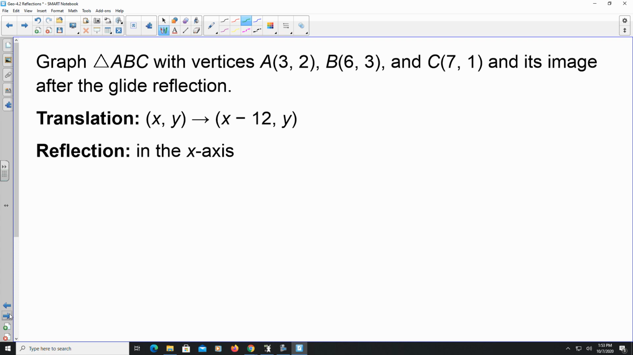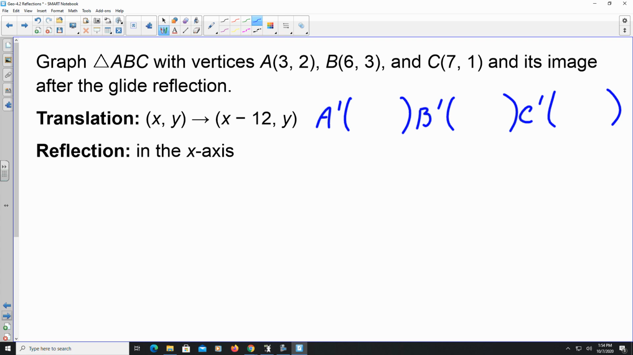So in this particular example, they are using some of the things that we looked at in the first section with translations, but then they also want a reflection. So what we're going to do first is figure out what our translation points are going to be. I'm going to call those A prime, B prime, and C prime. And all we are going to do is add what we need to add.